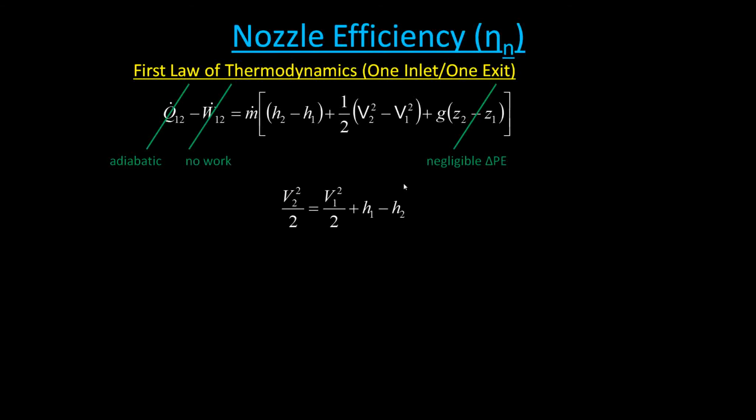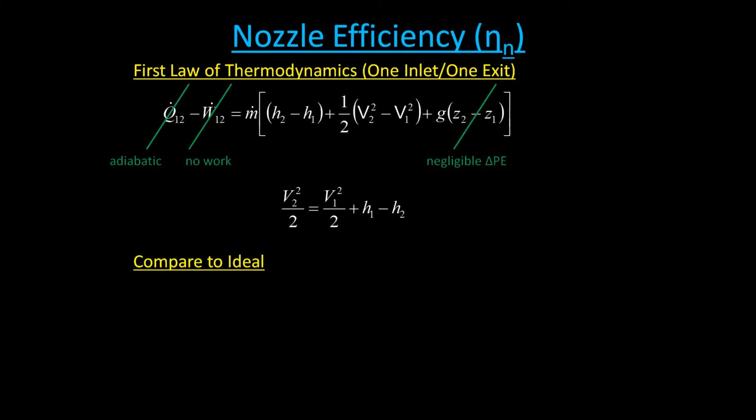Well, we can rewrite this equation in terms of velocity at state 2: the velocity at state 2 squared over 2 is equal to the velocity at state 1 squared over 2 plus enthalpy at state 1 minus enthalpy at state 2. The reason we put it in terms of velocity at state 2 is because that's what we're trying to do. We're trying to accelerate our fluid, so we want to get a higher velocity at state 2.